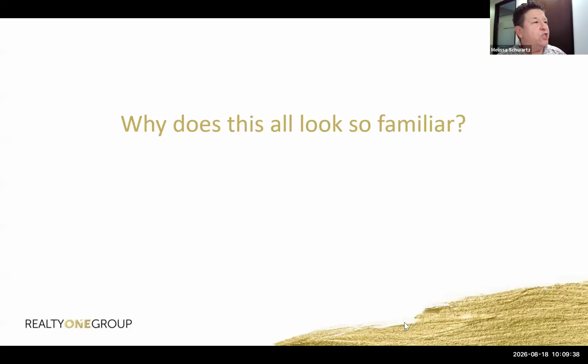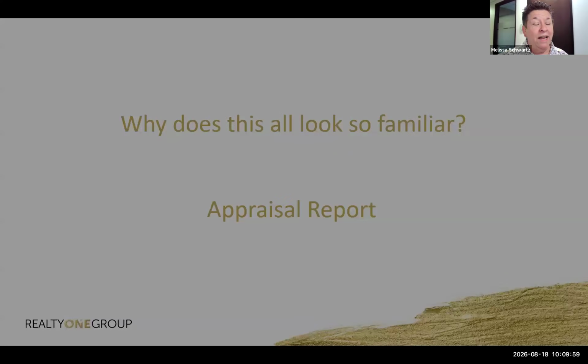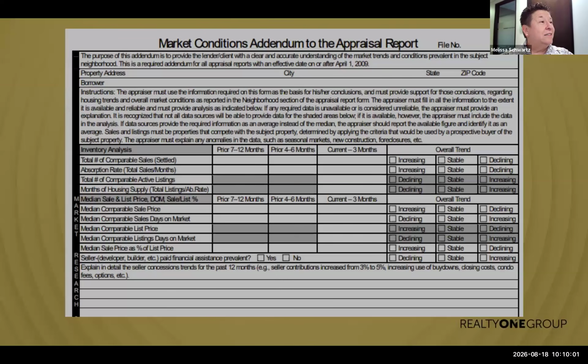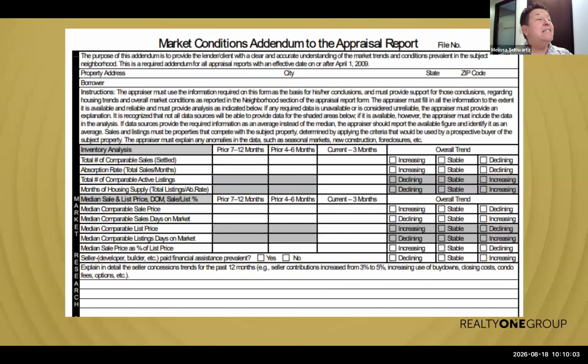So my question to you is, why does this look so familiar? Do you know where else you see all of these exact data and information? Any guesses? No? How about your appraisal report? This is literally what is on your appraisal report, right? If you take a look, ta-da, that's exactly what is on the appraisal report.